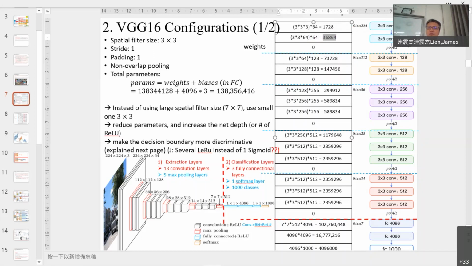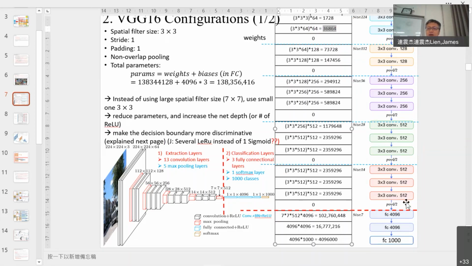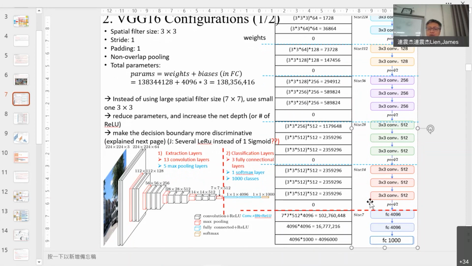So you can see from 64 channel become 128 and double. Okay. And then finally, from here to here is this one. So final output, the image size is 7 by 7 by 512. The output of last downsampling, or maximum pooling, is 7 by 7 by 512. This image size, but total has 512 maps.